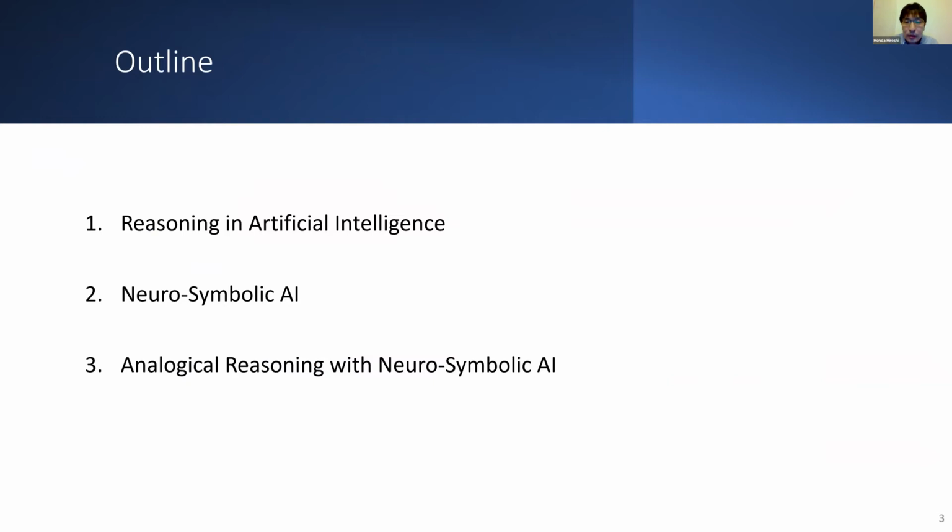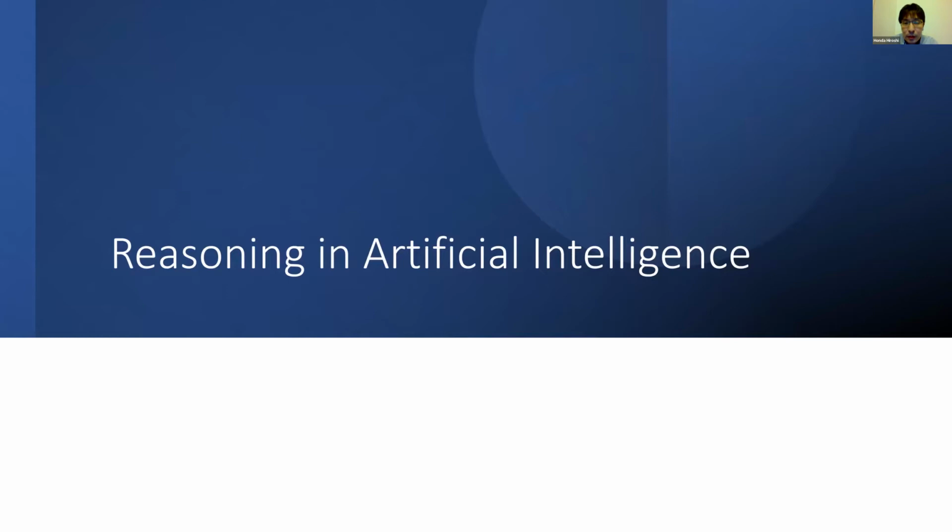The outline looks like this. First, I will give an overview of reasoning in artificial intelligence. Next, I will explain what neuro-symbolic AI is. Finally, I will explain the main theme of this time, analogical reasoning with neuro-symbolic AI. First, I will explain reasoning in artificial intelligence.